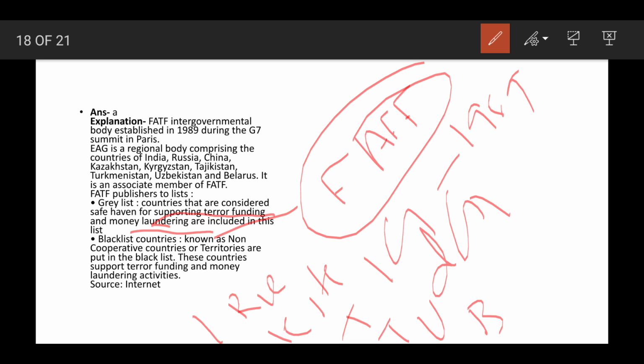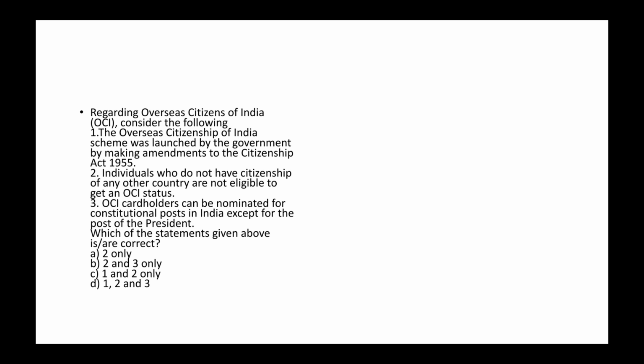What are blacklist countries? Blacklist countries are known as non-cooperative countries or territories, and these territories are put on the blacklist. These countries support terror funding and money laundering activities. This is the correct explanation of FATF.